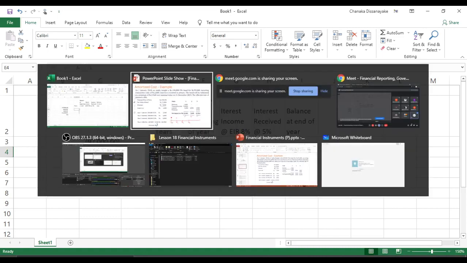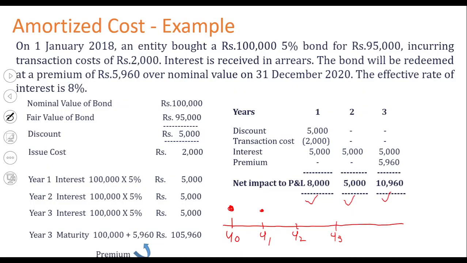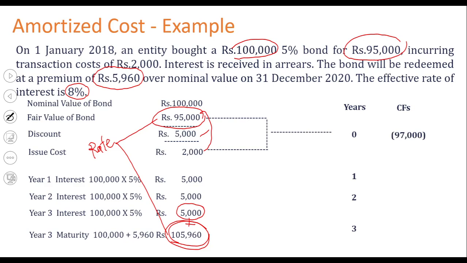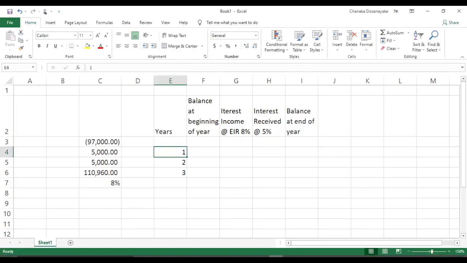Okay. Now we know how we initially measure the financial instrument. We initially measure at the fair value plus the transaction cost. So here the initial measurement is fair value of 95,000 plus transaction cost of 2,000. This is 97,000. Then we recognize the interest based on this opening balance, the balance at the beginning of the year, in the sense that is the opening amortized cost. We recognize this using the effective interest rate of 8%.